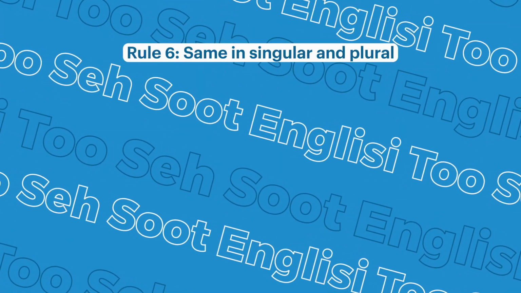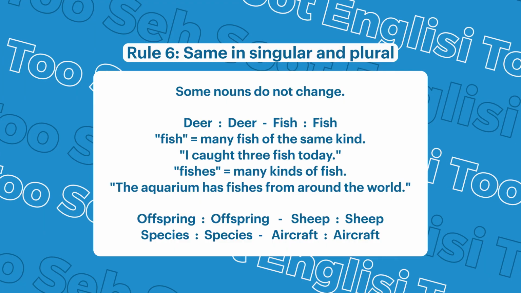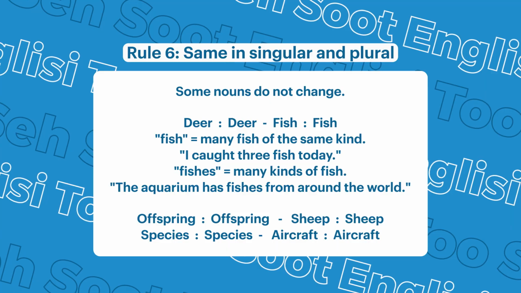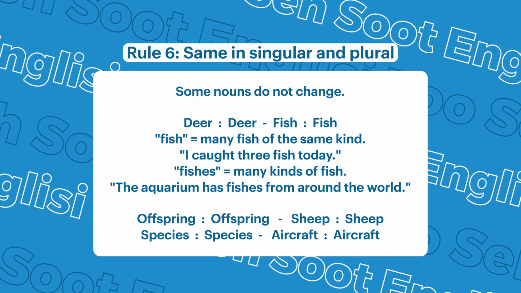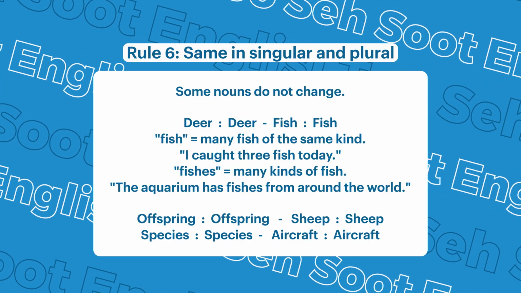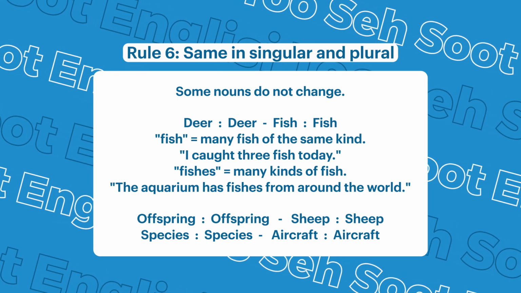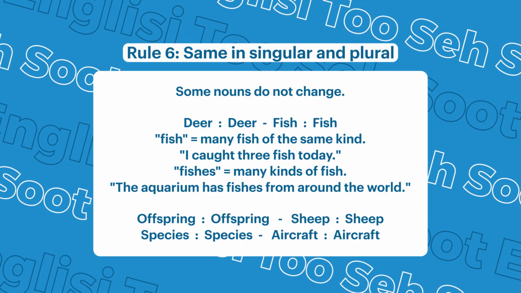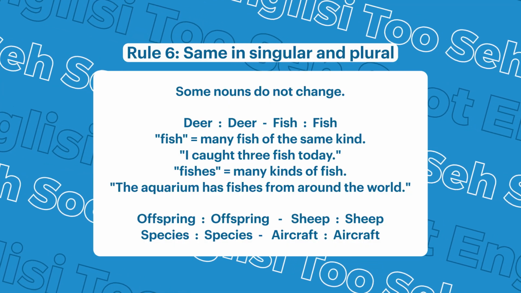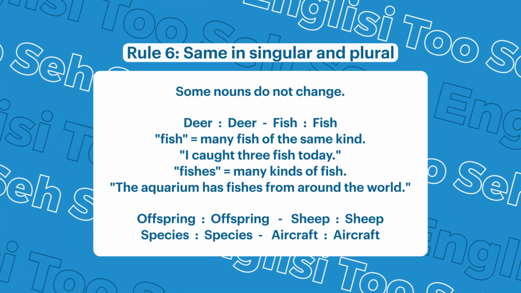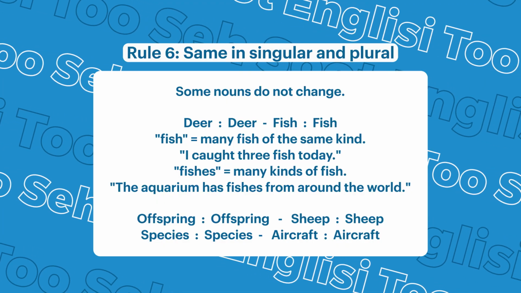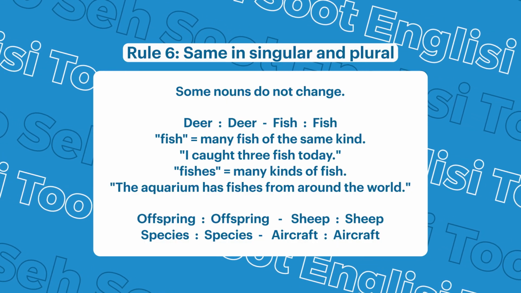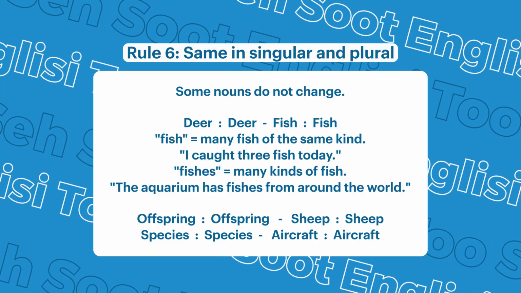Rule number 6. Words that stay the same. Some nouns don't change at all when they become plural. Deer and fish are examples. One deer, many deer, one fish, many fish. Important notes about fish. Use fish when you are talking about multiple fish of the same type. Use fishes when you are talking about different kinds of fish. For example, I caught 3 fish today. Here we have the same kind. The aquarium has fishes from around the world, different kinds of fish. Offspring, sheep, species, aircraft.